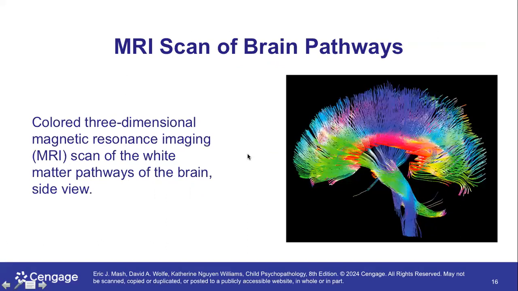So if you wanted to see a brain functioning, you could do all kinds of things. You could do an fMRI, you could do a PET scan, a SPECT scan, things like that. But what you're looking at here is a three-dimensional magnetic image of white matter in the brain from a side view or lateral to medial view.